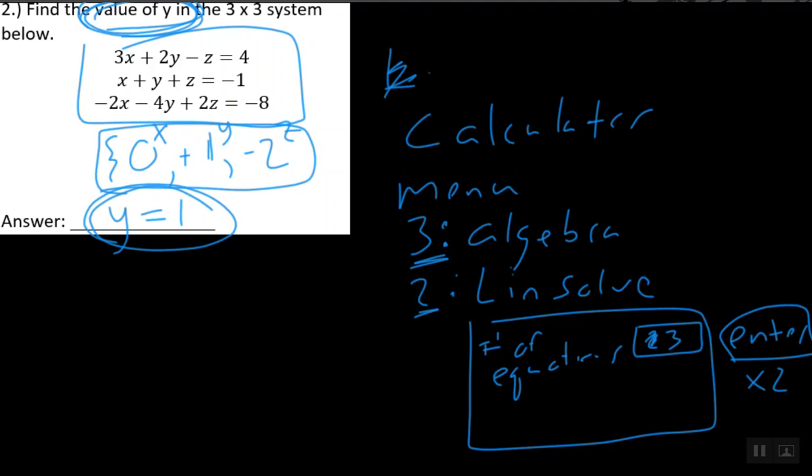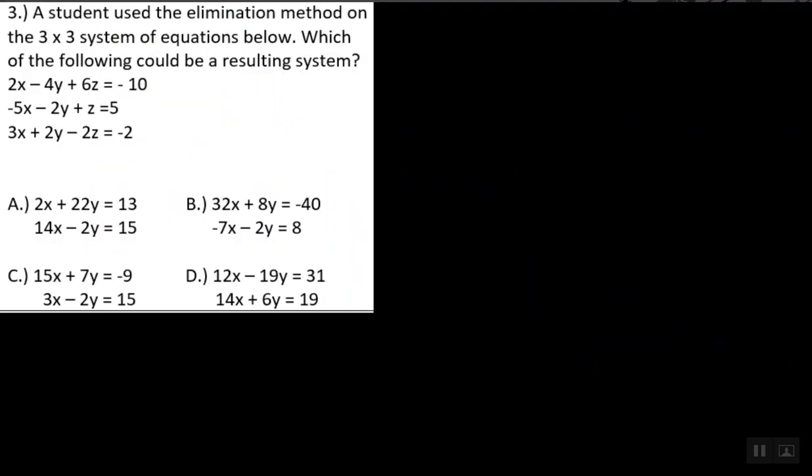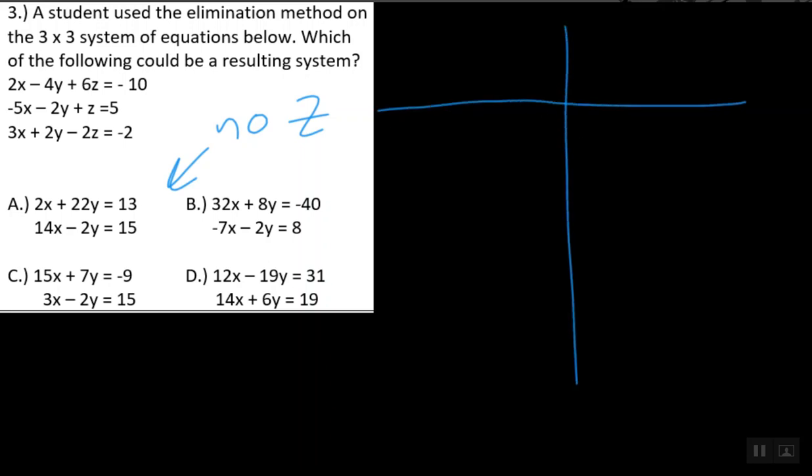All right, let's move on to example number 3. This one says a student used the elimination method on the 3x3 system of equations below. Which of the following could be a resulting system? Now what I want y'all to notice about these answer choices is that there is no z. So we're actually going to have to eliminate z. And this is where we use our t-chart. So notice that right here, z has a coefficient of 1. So that's the row that I want to use. I want to use row 2 plus row 1, and I want to do row 2 plus row 3.